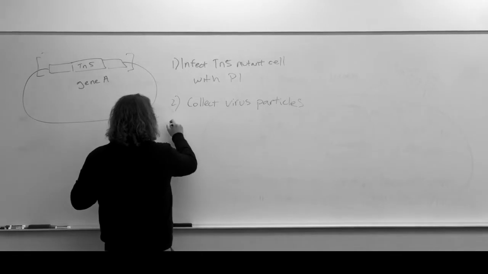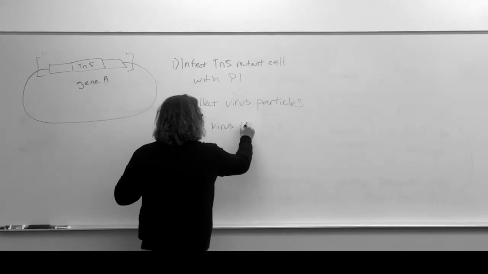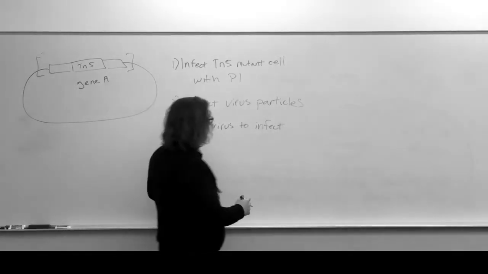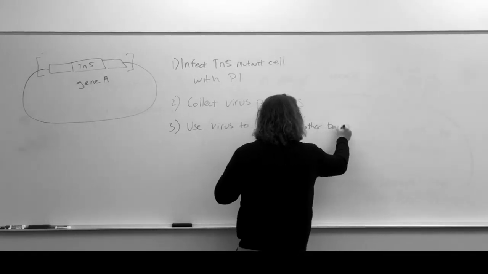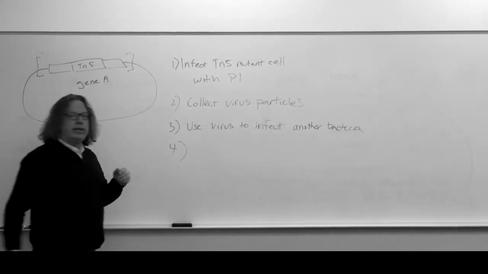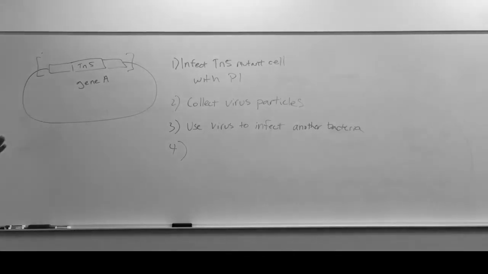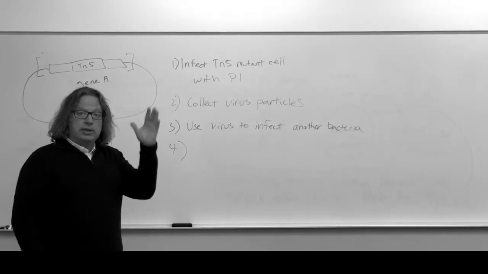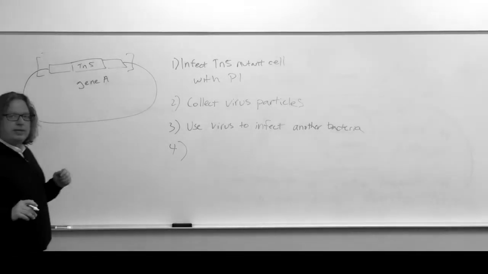And then we will use this virus to infect another set of bacteria. So following infection of this other bacteria, we're going to select for an event in which TN5 has inserted into the DNA in the opposite cell, or in the infected cell. So what does that look like?